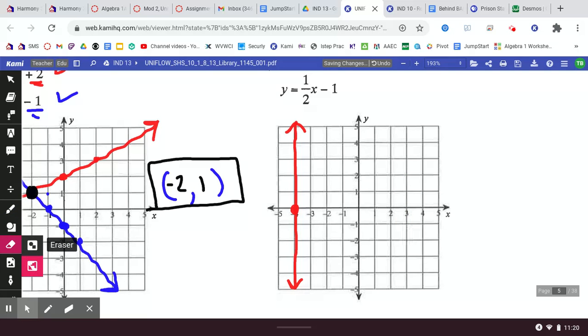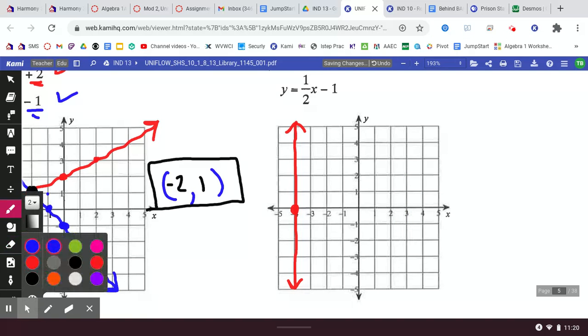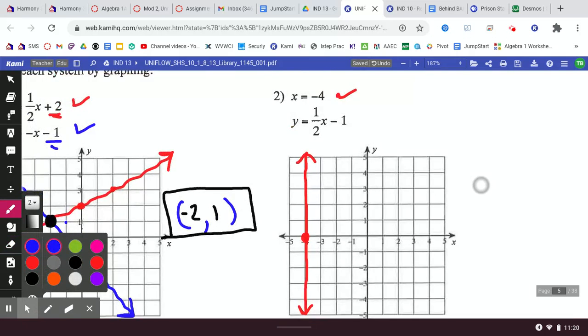All right, so then next we want to graph our second equation. And here's our second equation, and our y-intercept is -1. So I'm going to go to the y-axis, and I'm going to put a point at -1. And then my slope is up 1 over 2. Well, it's a positive slope, right? So it's up 1, positive 2, up 1, positive 2.